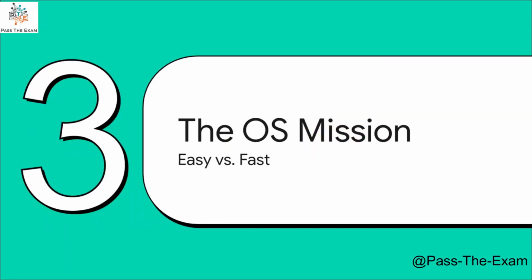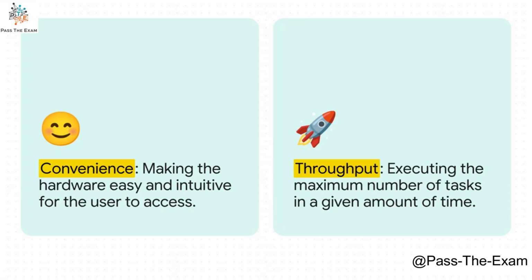So, okay, what's the mission here? What is an OS actually trying to do? Well, it turns out every single OS is trying to balance two big goals. And sometimes these goals are actually in conflict with each other. On one hand, you've got convenience. This is all about making the computer easy to use, just intuitive. Click here, drag that, no problem. On the other hand, you've got throughput. This is pure, raw speed. How many tasks can we cram through this machine as fast as humanly possible? So yeah, it's this constant battle, easy versus fast.